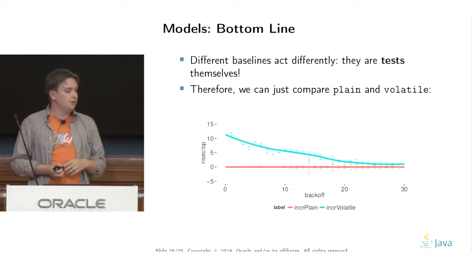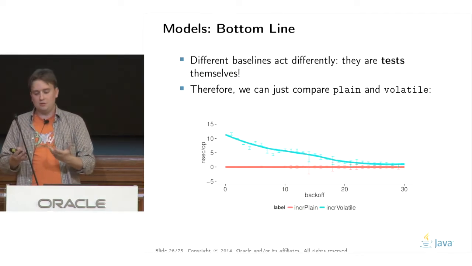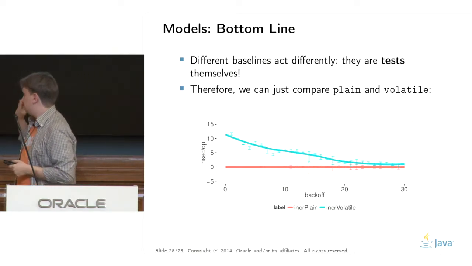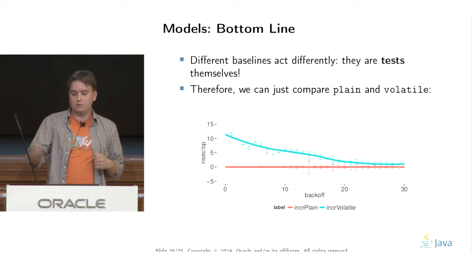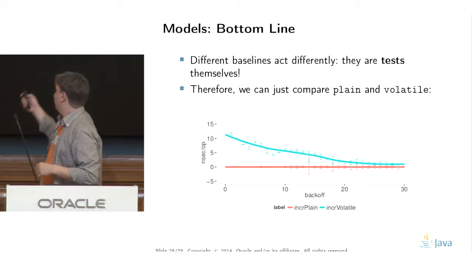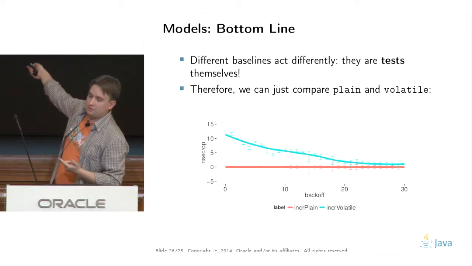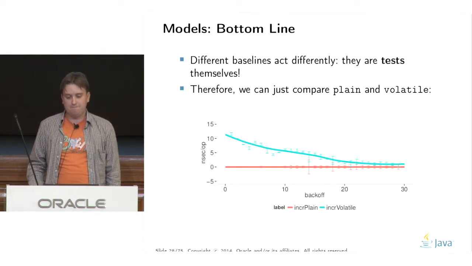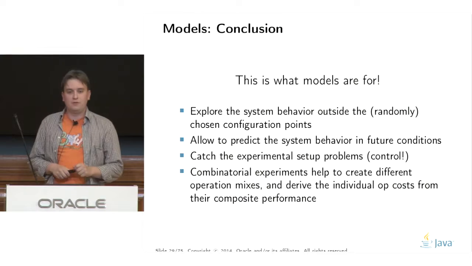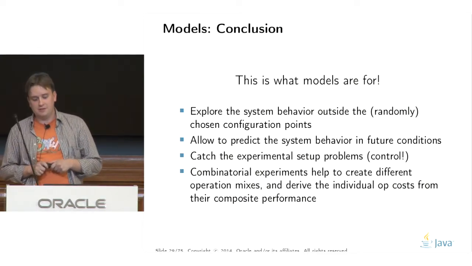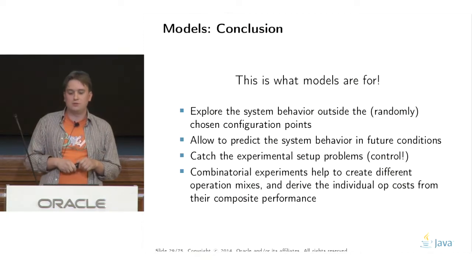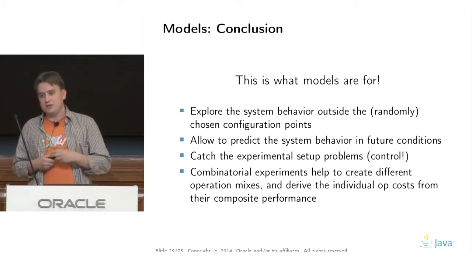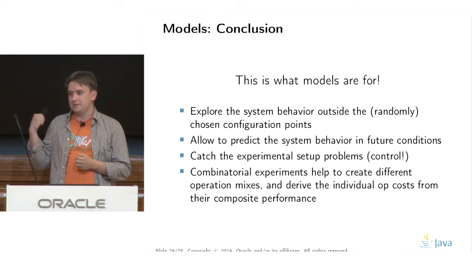And there we see the simplistic model of volatile write performance. When we back off a lot, it costs some small amount. If we don't back off and do only the volatile writes, it costs a lot. So luckily, we measured our basic test in the conditions on the left, where the difference is very, very bad. So this is what models are for. They allow us to explore the system behavior outside these randomly chosen configuration points. They allow us to predict the system behavior in future conditions. They allow us to catch the experimental setup problems like we did with baselines just now.